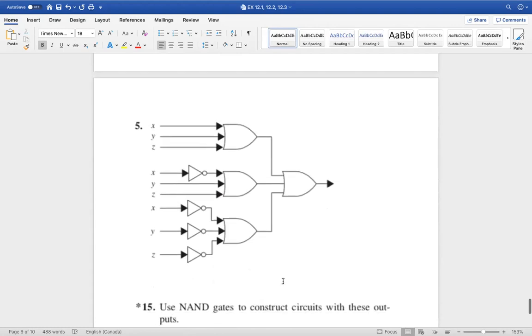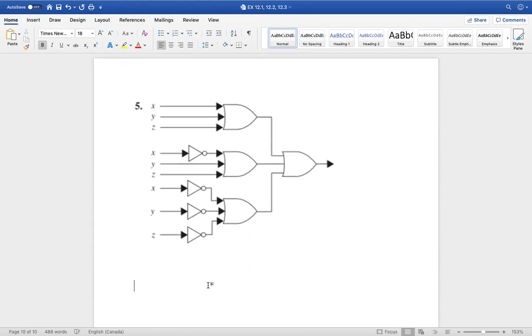Right, let's take the last one. We have question number 5. Here we have 3 nodes, X, Y, Z. This is an OR operator, X plus Y plus Z. We know that this is an OR operator, so we will just put the plus sign here, and then we'll take this side here.